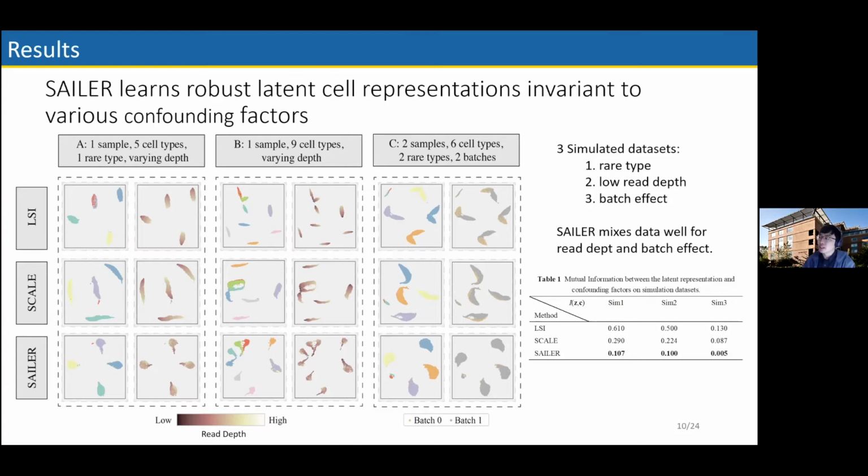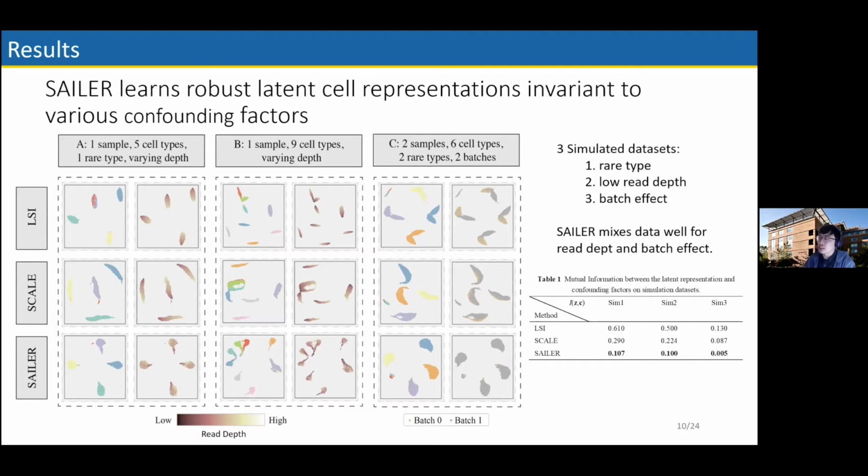Moreover, the second dataset has shallower sequencing depth, which makes the entire representation learning task a lot harder. And as you can see from the embedding, LSI and SCALE do not mix the read depth very well. Basically, this color bar indicates the read depth. You can see that within each cluster, we observe higher to lower read depth. But with invariant representation learning, SAILOR generates better embeddings. You can see the read depth mixes pretty well, unlike SCALE or LSI.